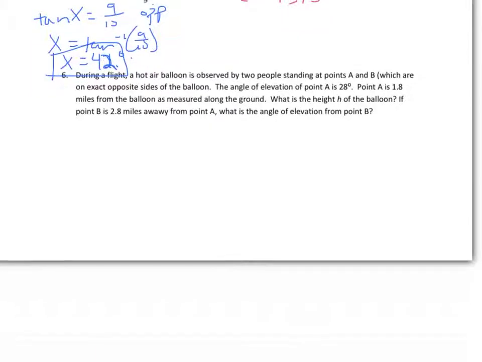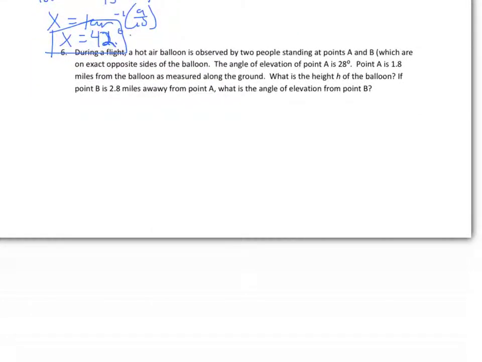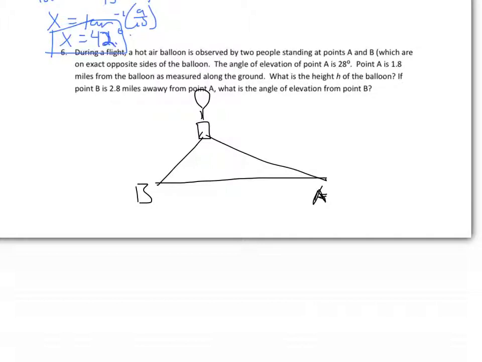Now lastly, we have just a quick word problem here. During a flight of a hot air balloon, we've got a little balloon, observed by two people standing at points A and B. They're on exact opposite sides of the balloon, so B's over there, A's over here. Now they're on the ground. The angle of elevation from point A is 28 degrees, so that's 28. Point A is 1.8 miles from the balloon on the ground, 1.8 miles, and we want to find the height.